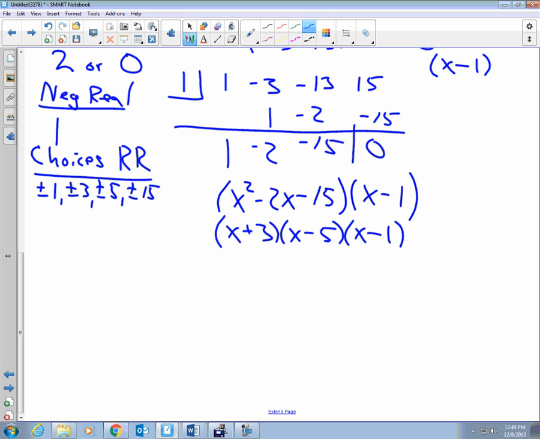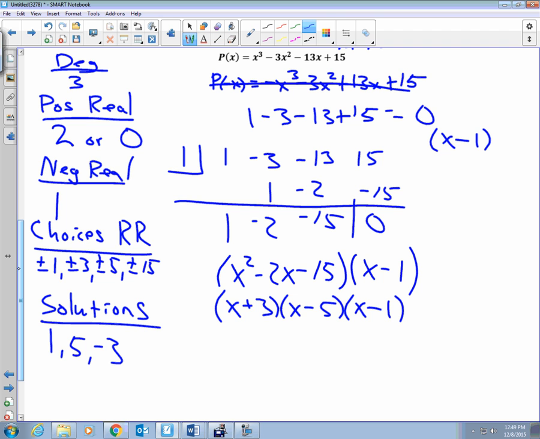So therefore, our solutions are what? 1, 5, negative 3. So let's compare that to our original work. Did we find 3 solutions? Yes. How many did we find? 2 positive real or 0 real? We found 2 positive real. Did we find one that was negative? Yes, we were guaranteed that we would come up with one negative. So you can see it's a nice way to kind of even check your work, right? But we're going to add on to this on Thursday with complex solutions.